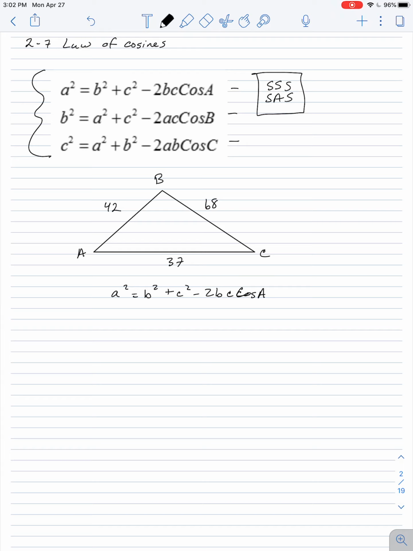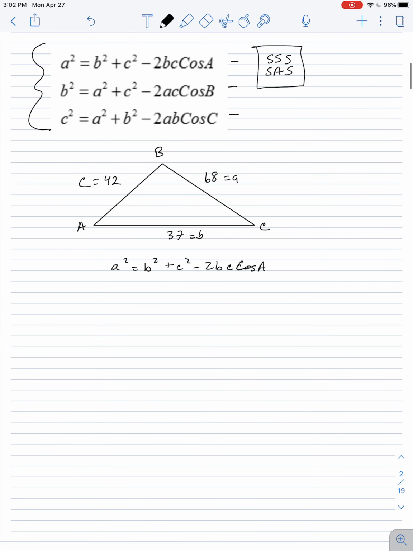Cosine of A. Again, the lowercase are the sides, the uppercase are the angles. So this is side A, this is side B, and this is side C. So I'm going to plug in 68 squared, 37 squared, 42 squared, 2 times 37 times 42 times the cosine of A. So I plugged in everything I know, and I only have one unknown right here, which is what I'm going to solve for, so I'm in business.